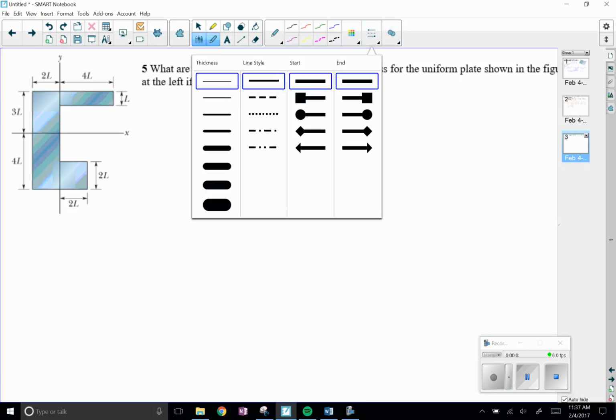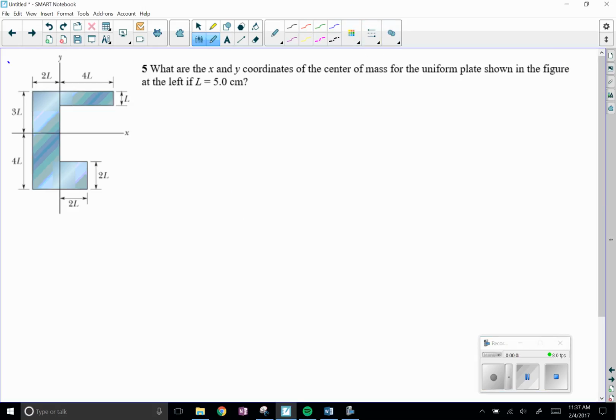All right, here we go. So we are trying to find the center of mass of this thing. This is problem number 5 from chapter 9 of the Halliday and Resnick textbook. So what I'm going to do is split it up into two parts. The first thing we're going to do is find, along the x dimension, what our center of mass is.